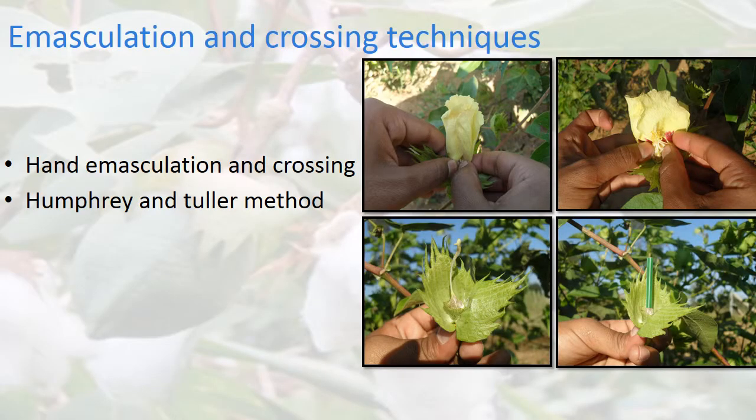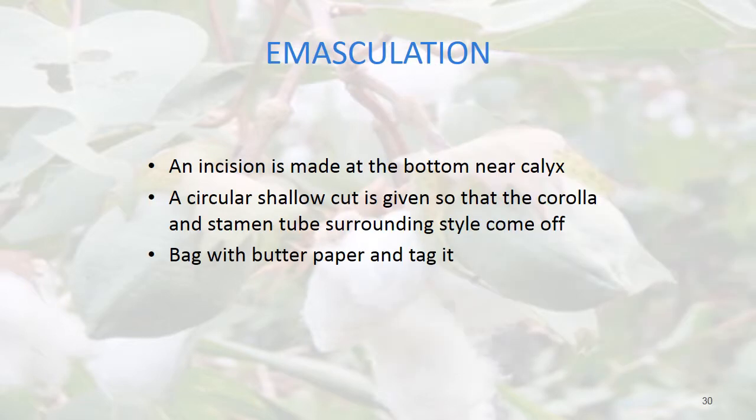Emasculation and crossing technique: hand emasculation and crossing, then Humphrey and Tuller method. Emasculation: an incision is made at the bottom near the calyx, then a circular shallow cut is given so that corolla and stamen tube surrounding style come off. Bud is bagged with butter paper and tagged.